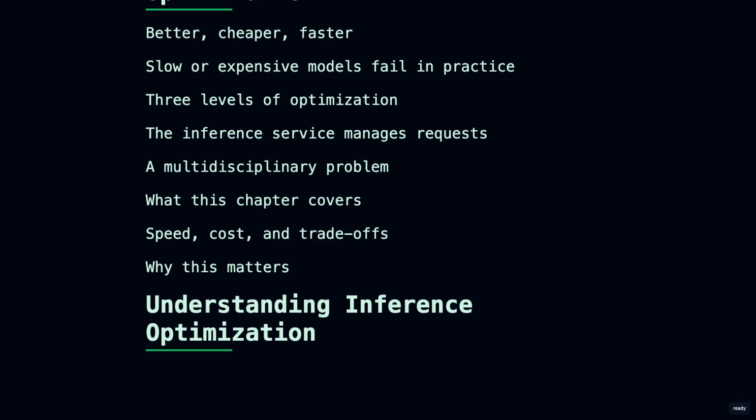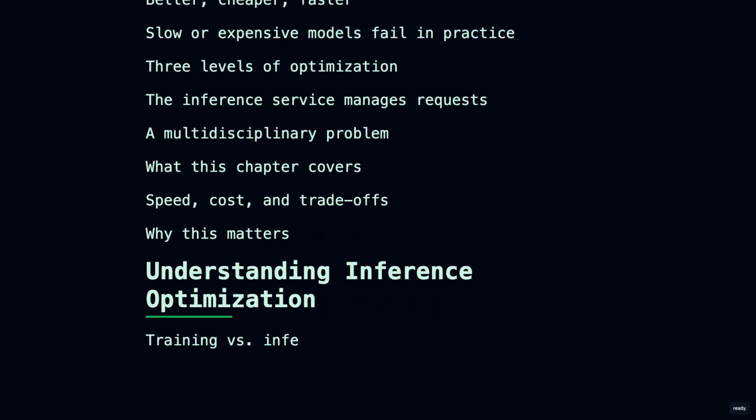In this section, we're building the vocabulary for inference optimization. First, we'll separate training from inference, because most performance work happens when a model is being used, not built. An AI model has two phases: training, where the model is created or adjusted, and inference, where it is used to produce outputs from inputs. If you're not training or fine-tuning the model yourself, inference is the phase you will usually care about most.